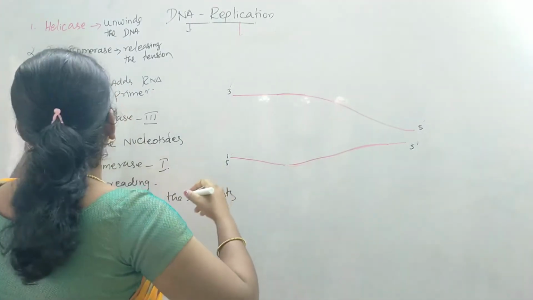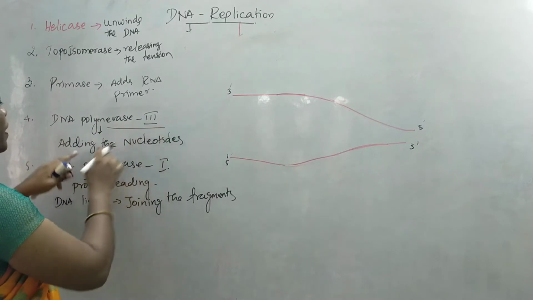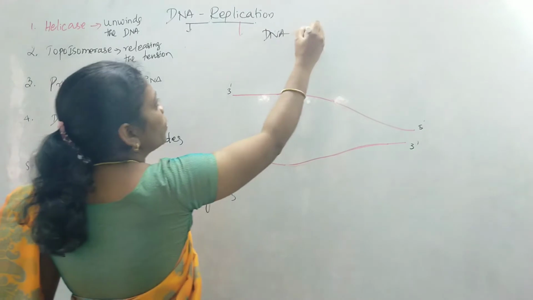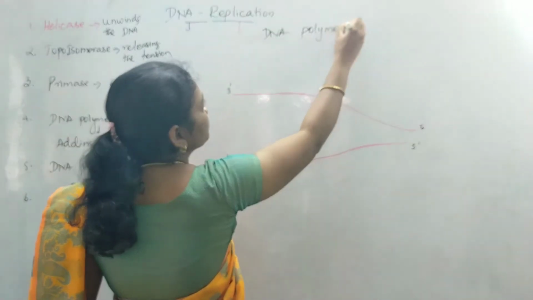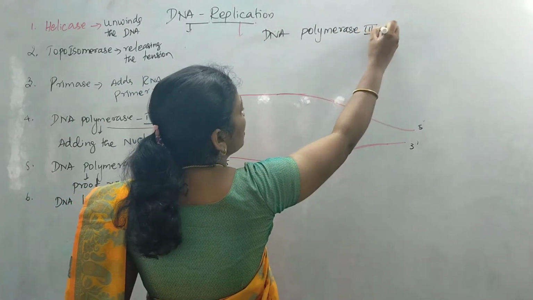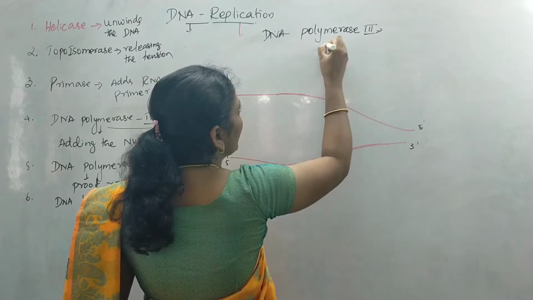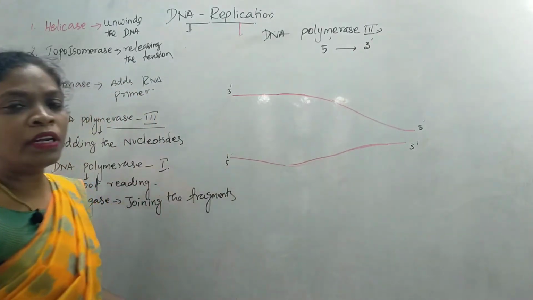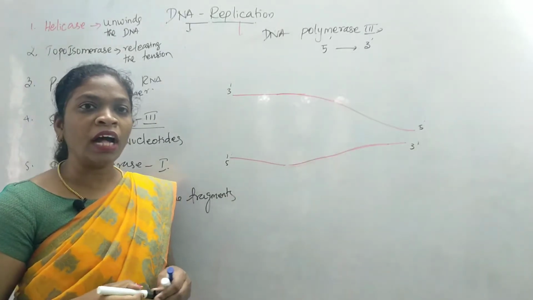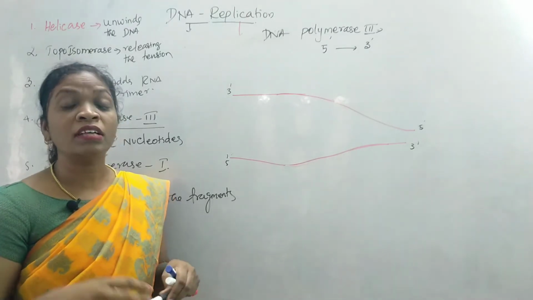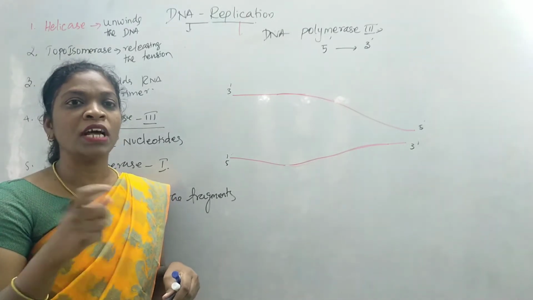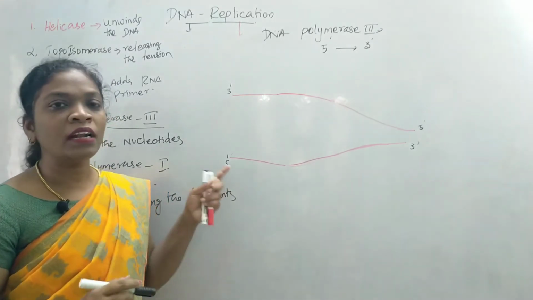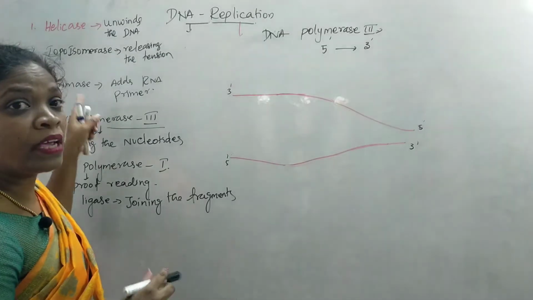As we know, DNA polymerase 3 will add the nucleotides. DNA polymerase 3 will start to add nucleotides from the 5' direction to the 3' direction. But DNA polymerase 3 cannot identify where it has to start adding the nucleotides. It doesn't know where to start synthesizing or adding nucleotides to the parental strand. So for that we need one more enzyme, known as primase.